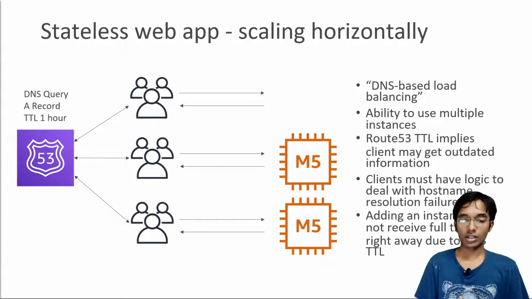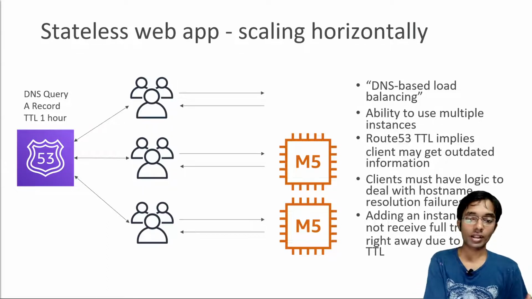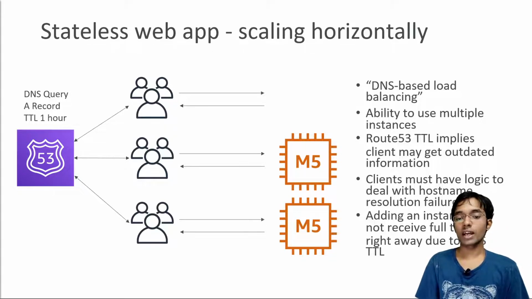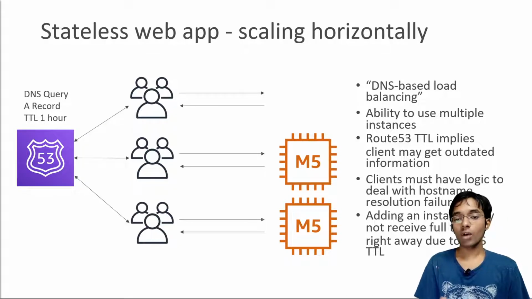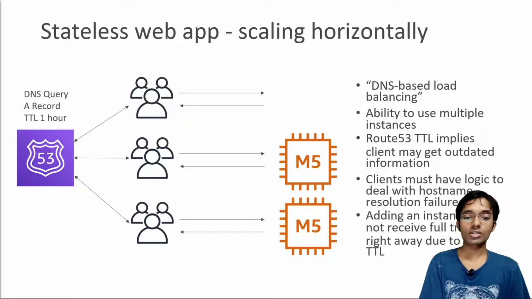Based on the DNS results, we are getting different answers, and this is how the load balancing works. So we are able to use multiple instances, and the Route 53 TTL implies that some clients may get outdated information. Even though we are able to have a health check, it will take some time, maybe 1 hour in this case, because that's where the TTL is set for our users. So for users to be redirected to the correct instance, it would take 1 hour.